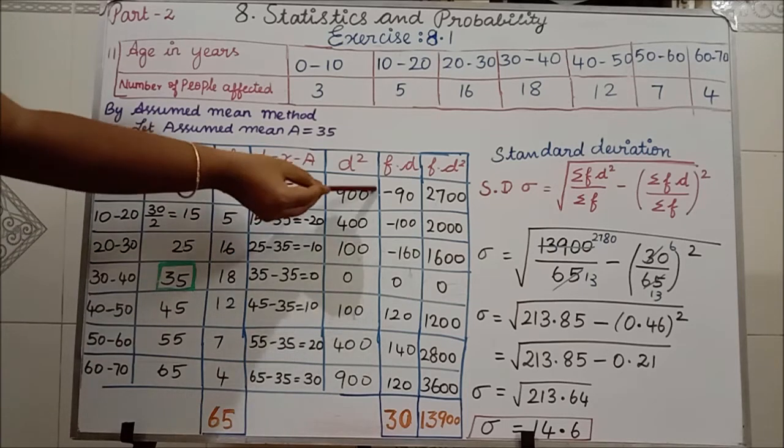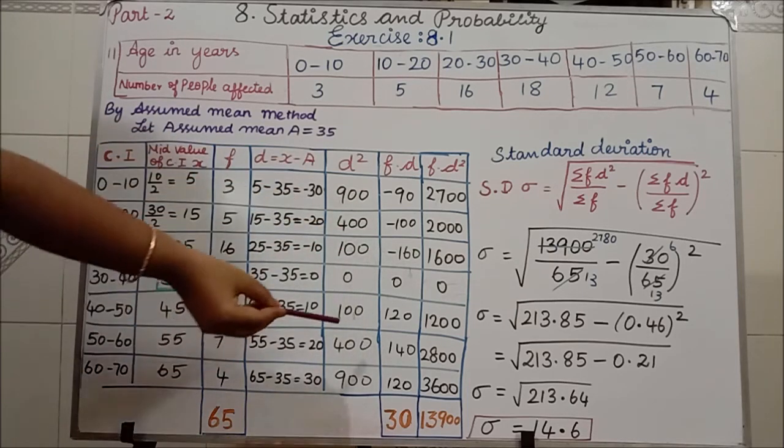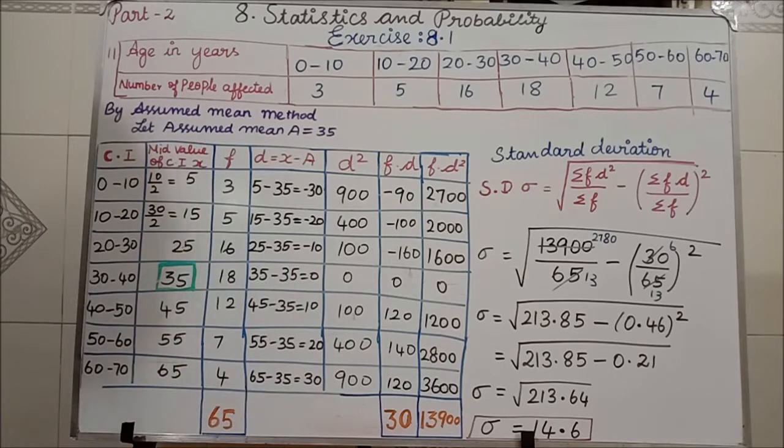These three you have to add, and these three if you are adding, that answer if you are subtracting means we are getting 30. So summation F into D answer is 30. Clear? Then similarly this F into D square you have to multiply.